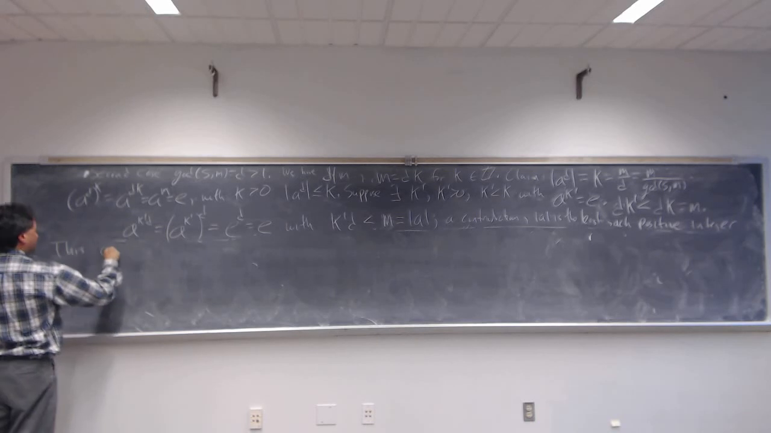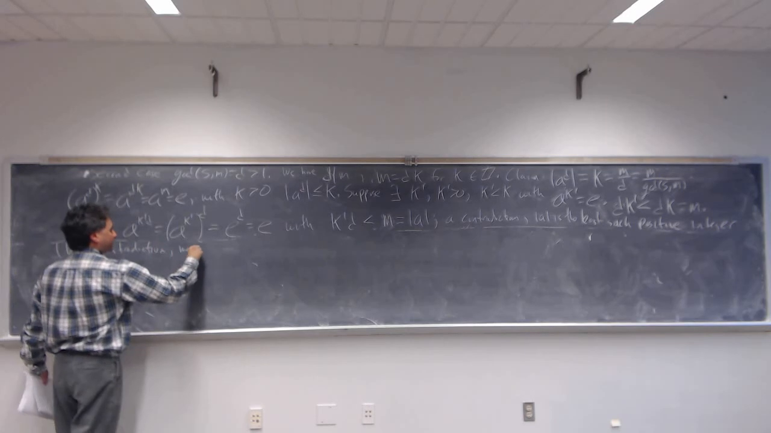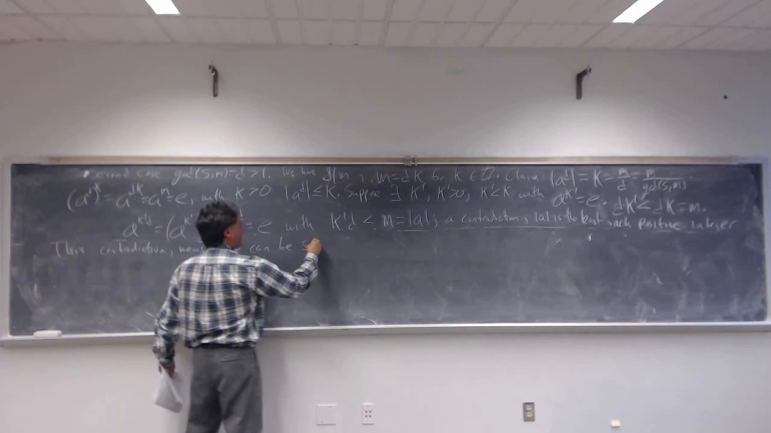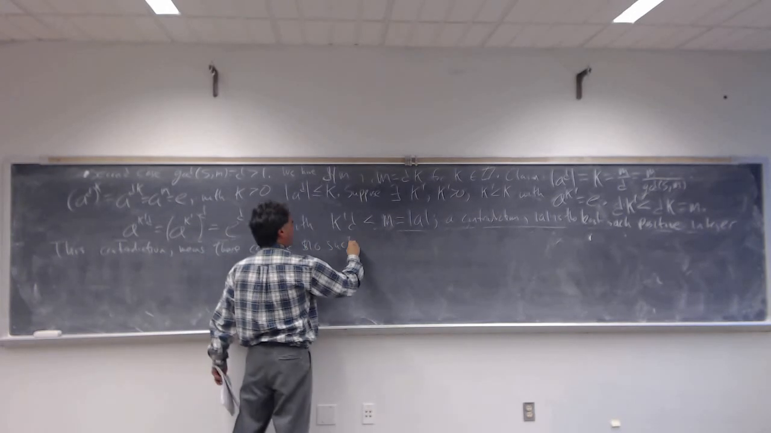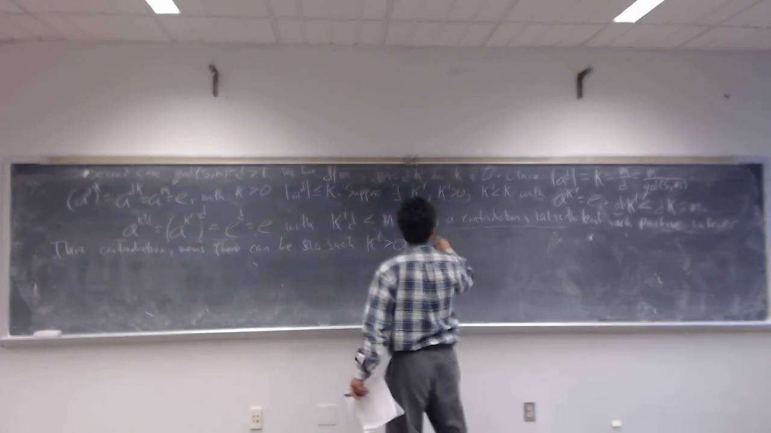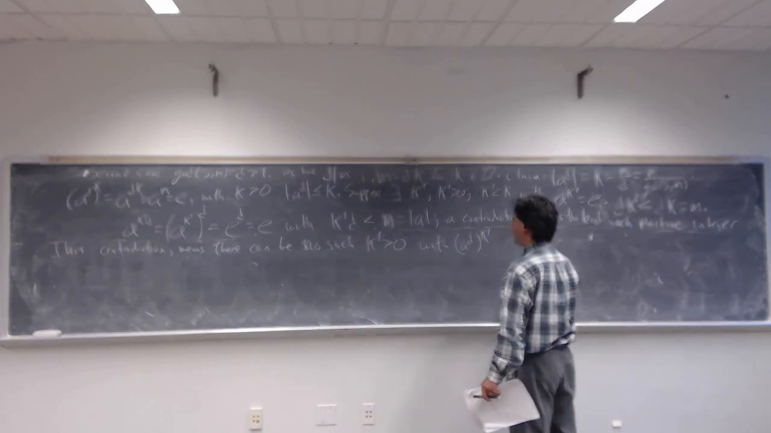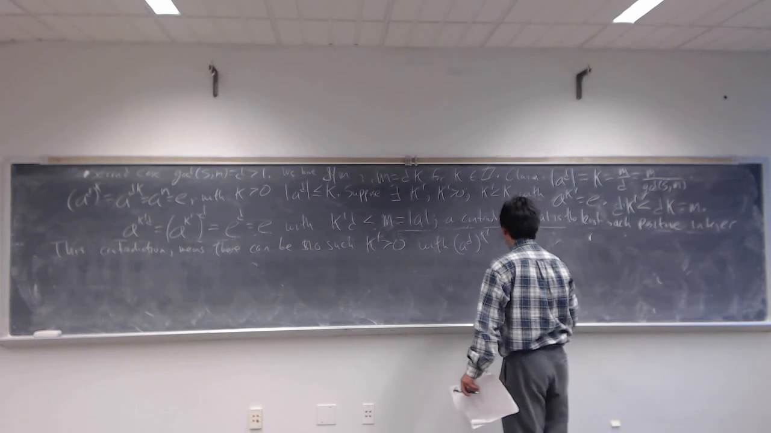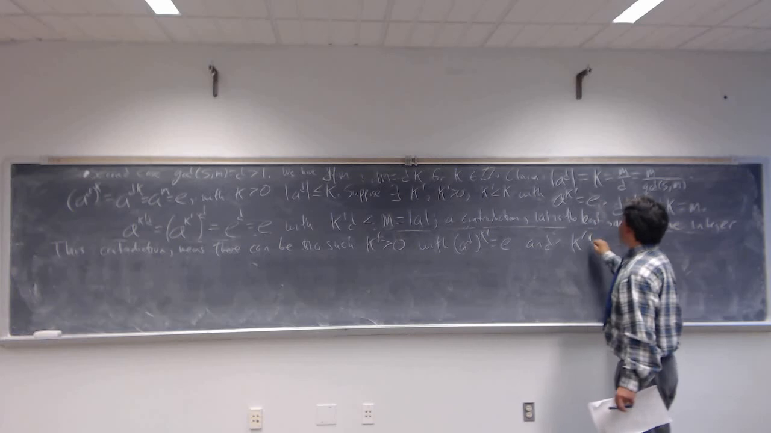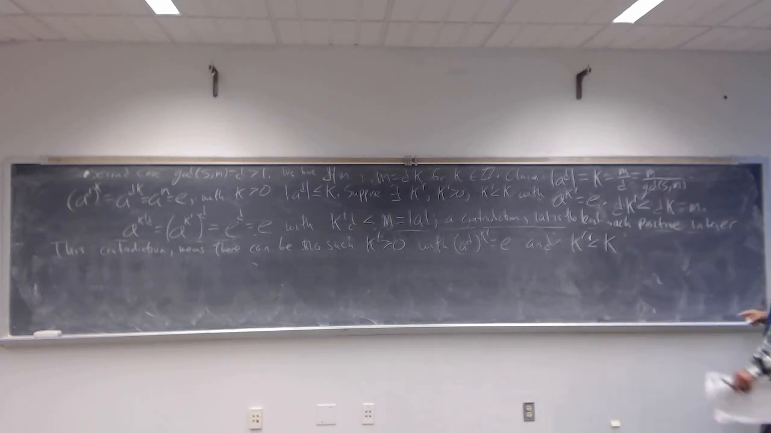So this contradiction means there can be no such positive z or such k prime, and what was the contradiction really came from assuming k prime is less than k.